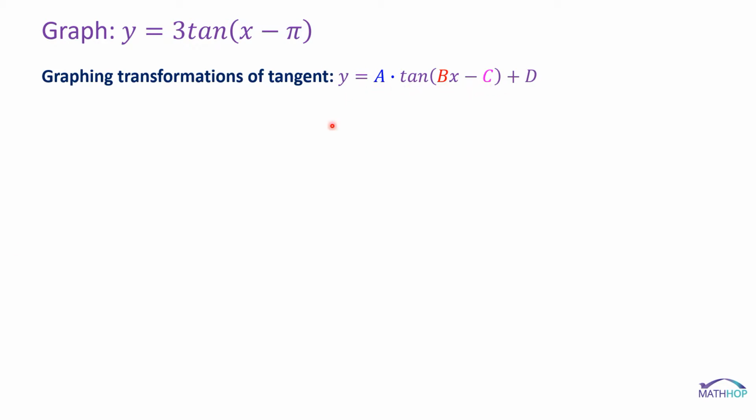And let's talk about all of these variables. A, remember, a was the amplitude for sine and cosine, and some people call it the amplitude. I have a very hard time calling it the amplitude. It is a vertical stretch. Without tangent having a max and min, it's very hard to think of it as an amplitude. It's really stretching the function vertically.